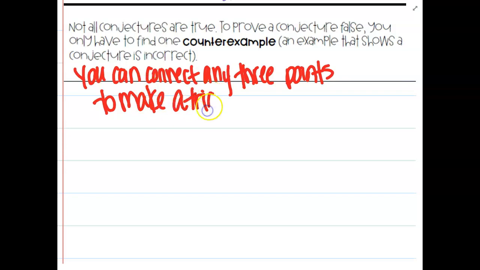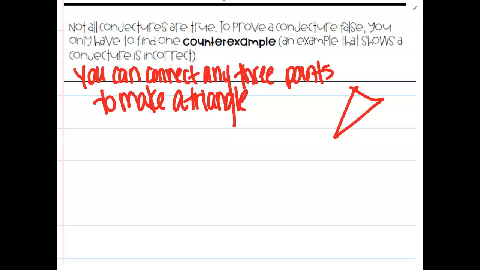That's my conjecture I'm going to make. You can connect any 3 points to make a triangle, and I think that's true. Because everything that I've seen, you can make 3 points, boom, boom, boom, there's my triangle. I think it's true. If it's false, all you have to do is give me one example that shows that it doesn't work. It just has to not work one time. It can work every other time, but if there's one time that it doesn't work, that conjecture is false.